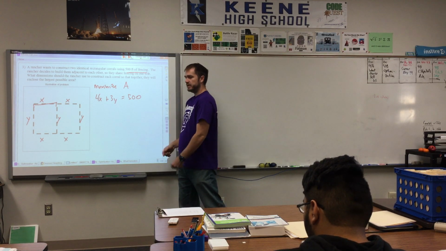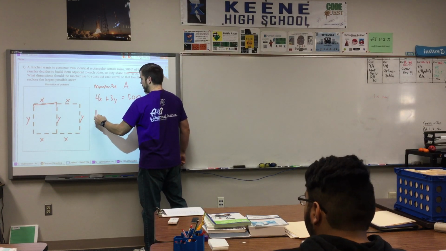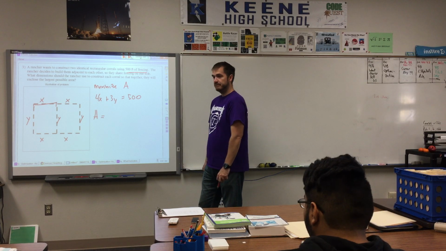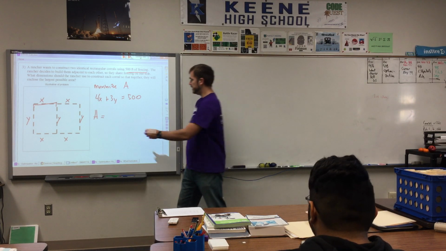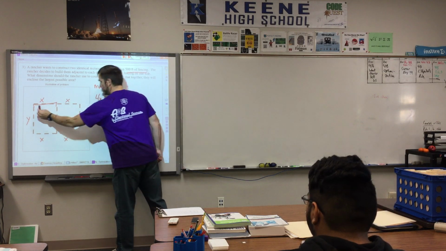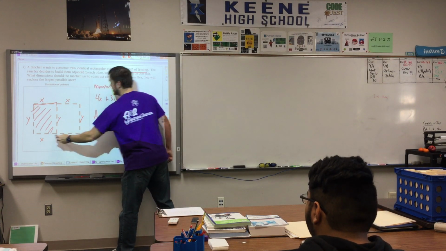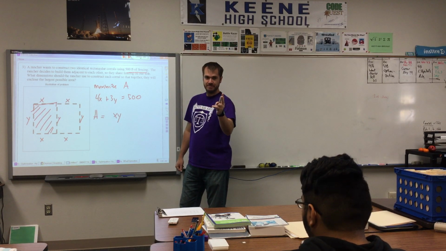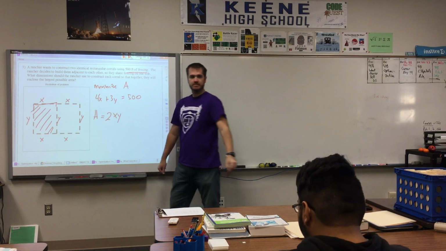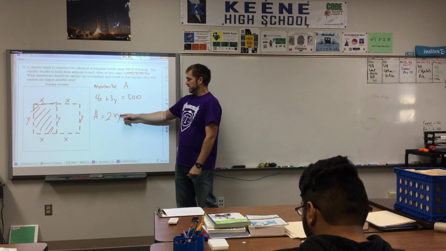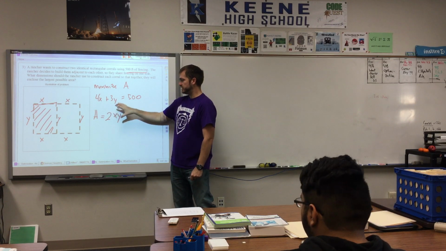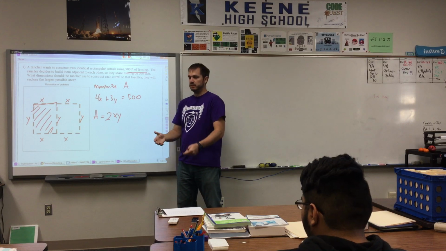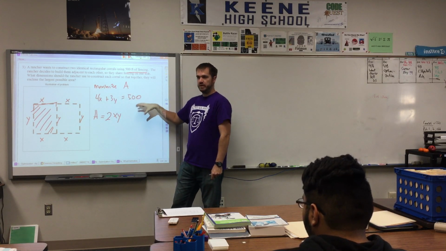We want to maximize area. So give me an area equation here, somebody else. X times y will tell me the area of this region right there. Yep. But I've got two of those. So 2xy. This is the equation that I'm trying to maximize, so I need to change this expression on the right side to just be one variable. So I have area as a function of one variable.